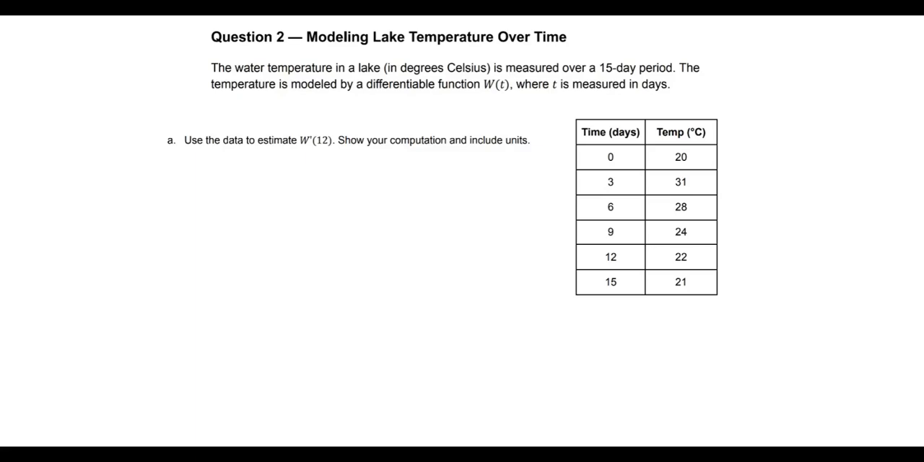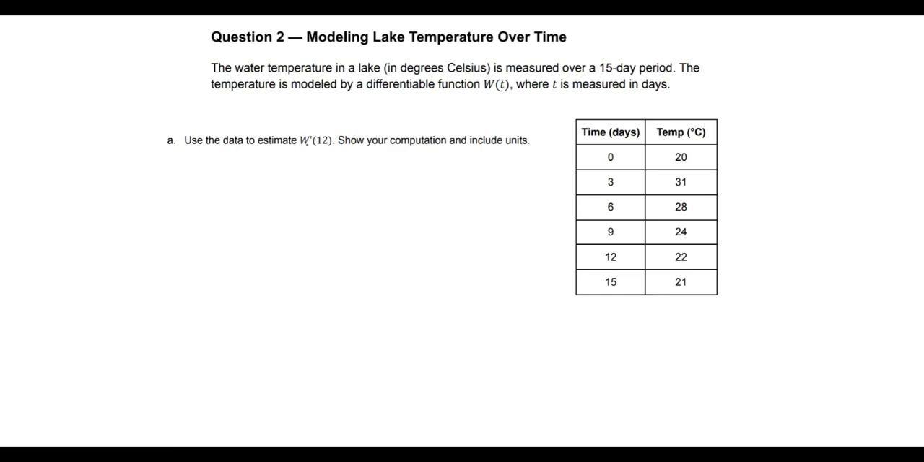Question 2 says, the water temperature in a lake in degrees Celsius is measured over a 15-day period. The temperature is modeled by a differentiable function, W of t, where t is measured in days. Part A says, use the data to estimate W prime of 12. Show your computation and include units.